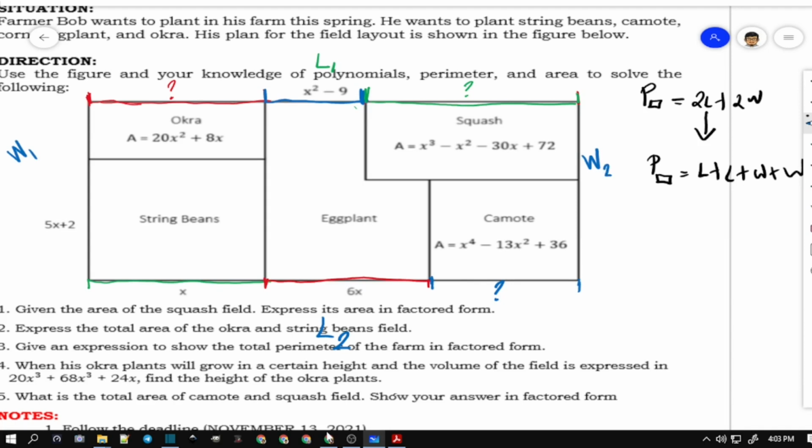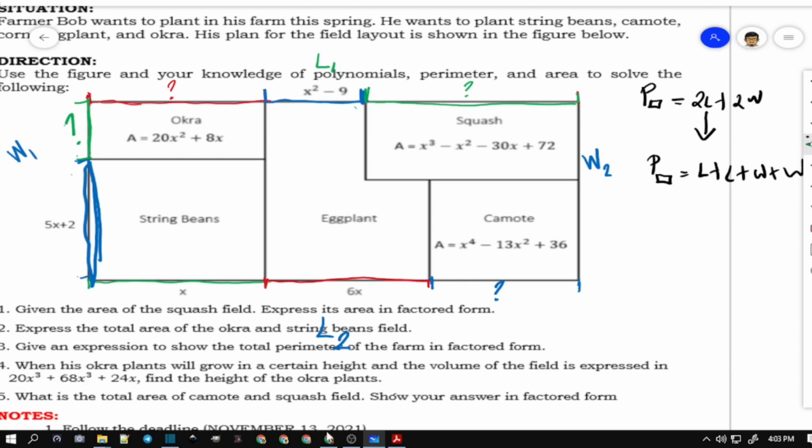Okay. Now, from the edge of the string beans going to the edge of the okra, that is 5x plus 2. So, this is 5x plus 2, this side here. Okay. Next, from the edge of the string beans going to the edge of the okra, this is now missing, which is the side of the okra. So how can you get the first width? Add this side to 5x plus 2. Okay?